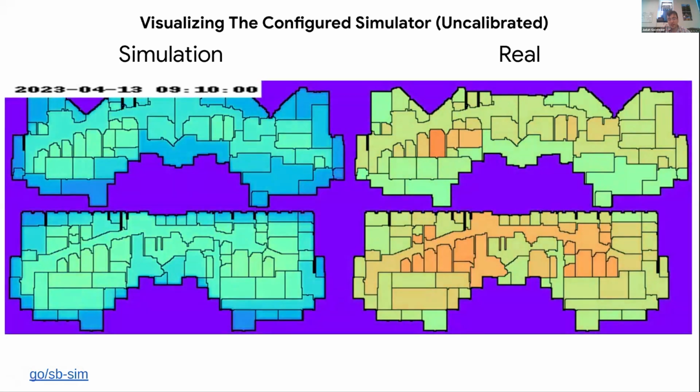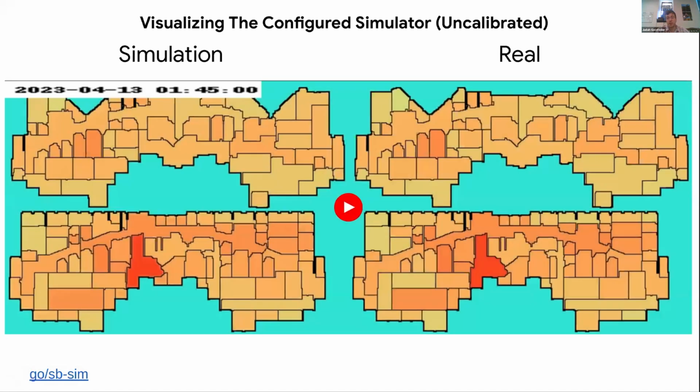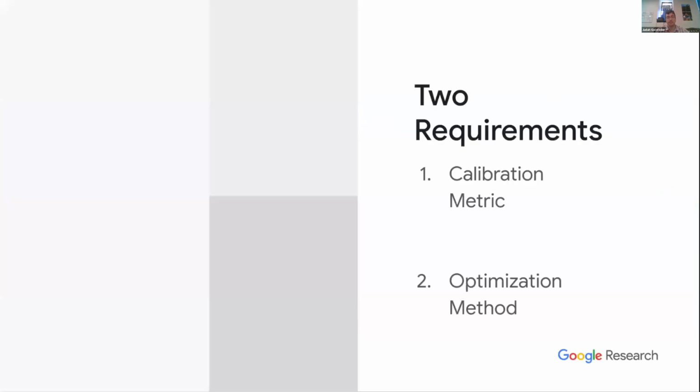Which is not terribly surprising, because as I mentioned, our calculations are a bit simplistic and don't take everything into account. So it's not crazy that we would have significant drift if we don't perform any calibration. Okay, so how do we go about calibrating this?